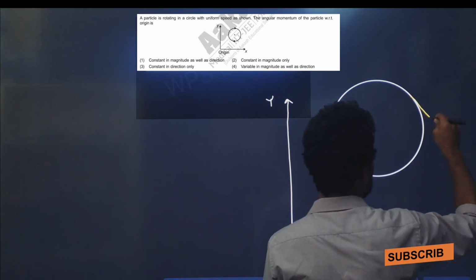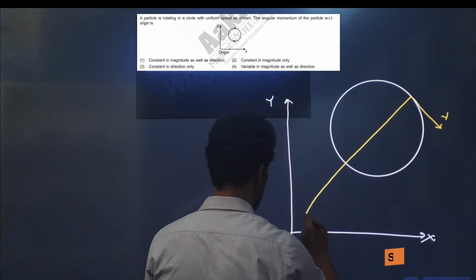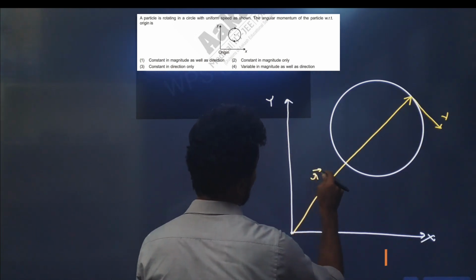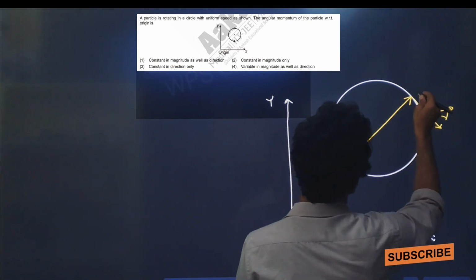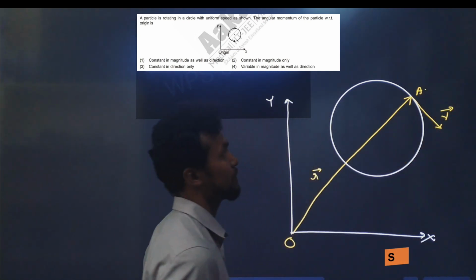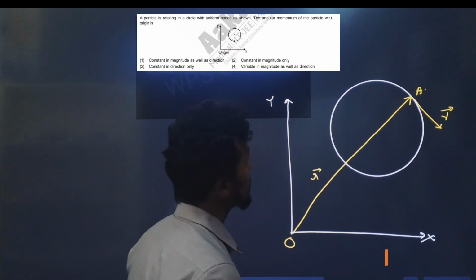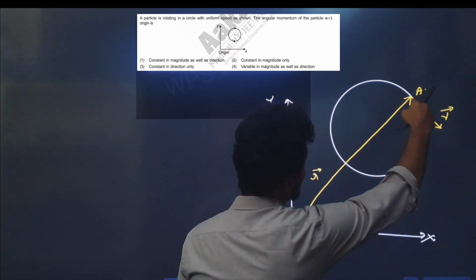If I draw the vector like this, this is the velocity, and this is the position vector R. This is the position vector R, and this is velocity V. So students, if the particle is at point A, what will happen? R is this one and V is this one.